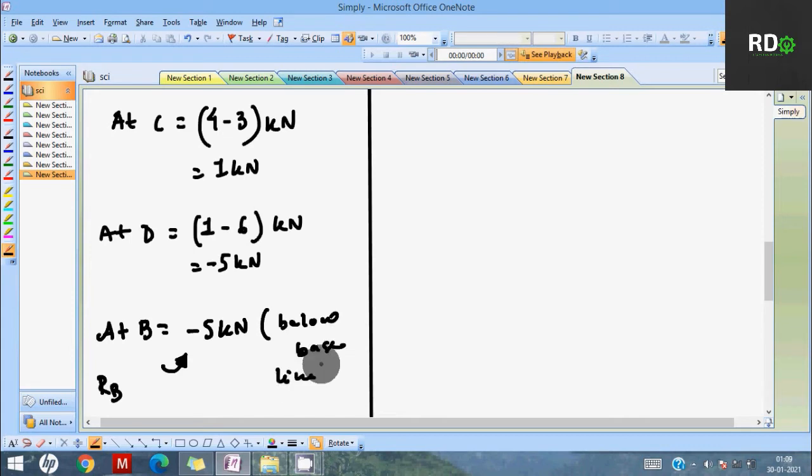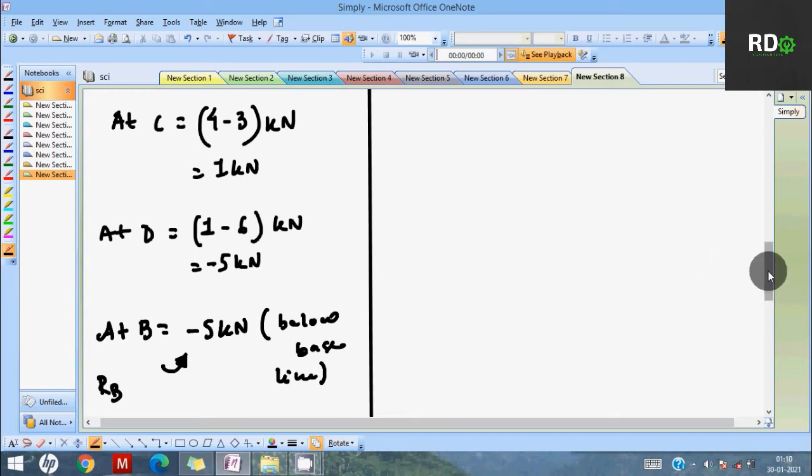To let you understand the fact that RB we got 5, but it is showing minus 5 kilonewton. Why are D and B equal? Because between D and B there are no other loads or forces. So it is definitely minus 5. So after point D our shear force diagram will go below the baseline. It is into the negative part.